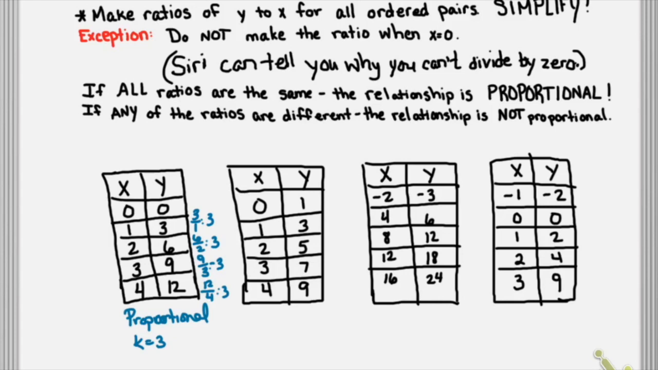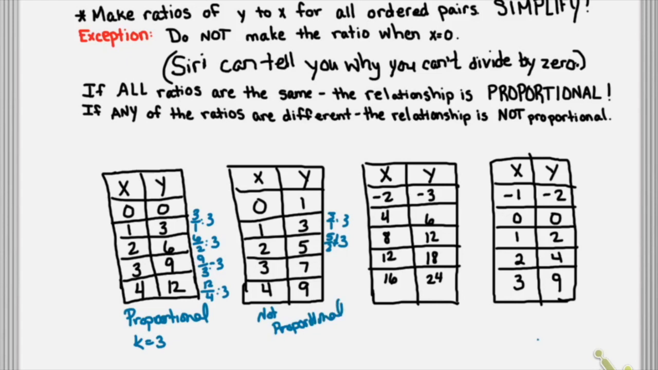In the next one, we can't form a ratio with the first pair because x equals 0. So then we would form 3 over 1, which equals 3, and 5 over 2, which does not equal 3. So this one is not proportional. So there is no k on that one.